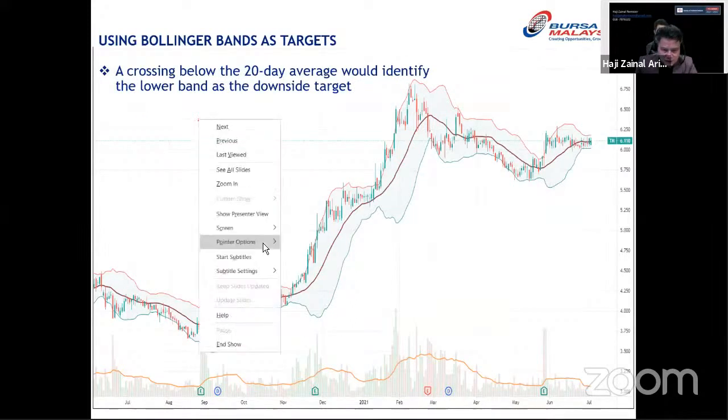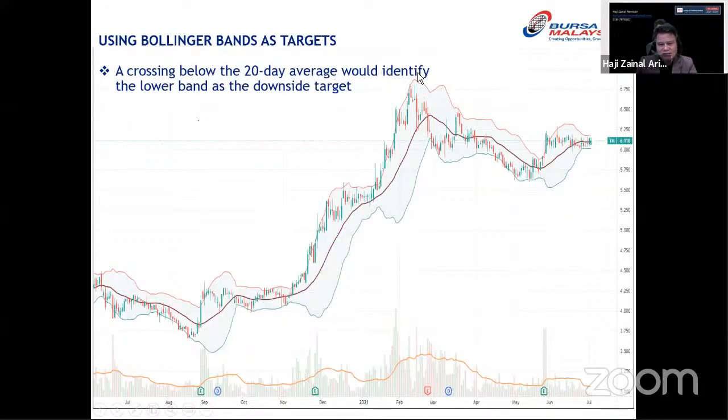It's written here also that a closing below the 20 days average would identify the lower band as the downside target. Same thing also, which means that once it has crossed the 20 days average, the lower band will become the target.